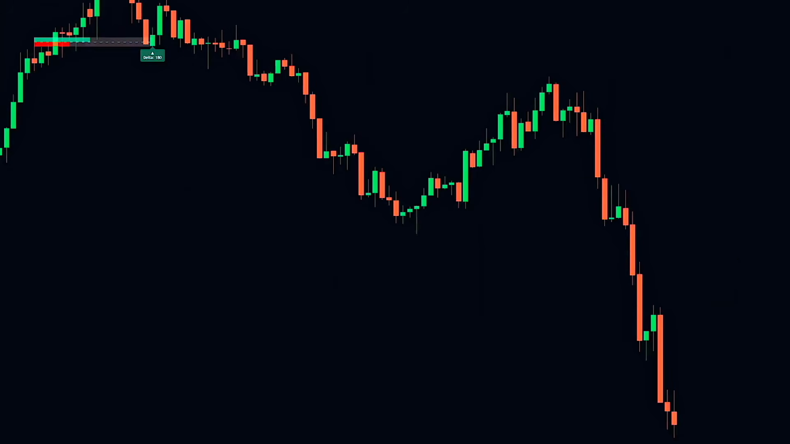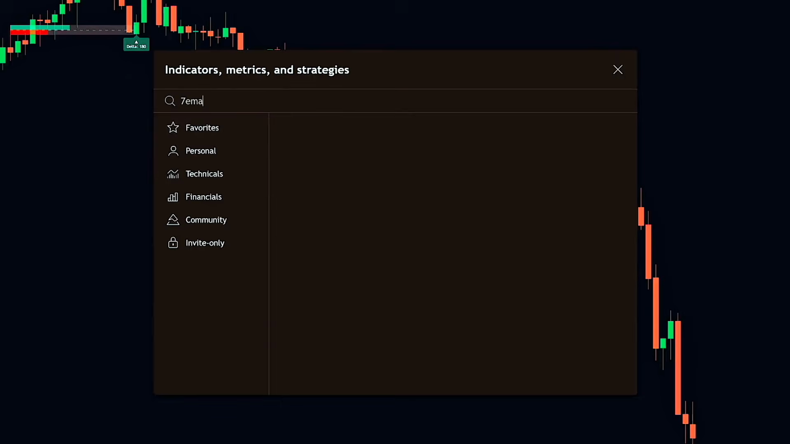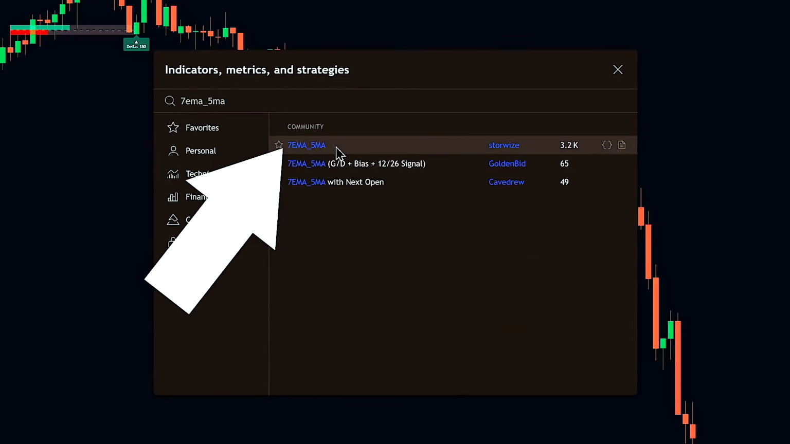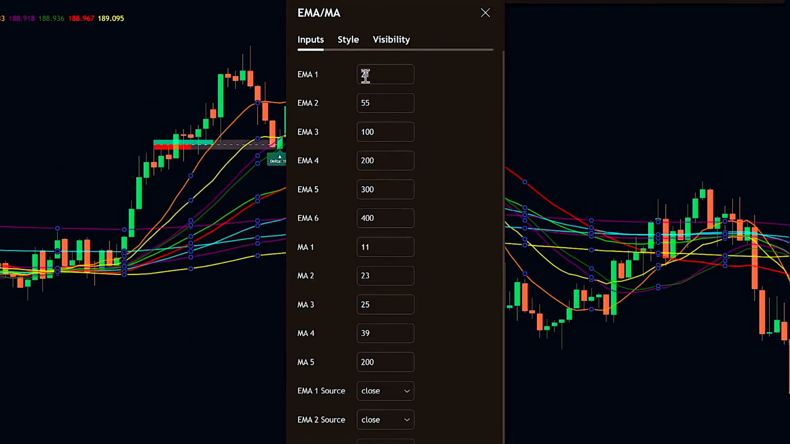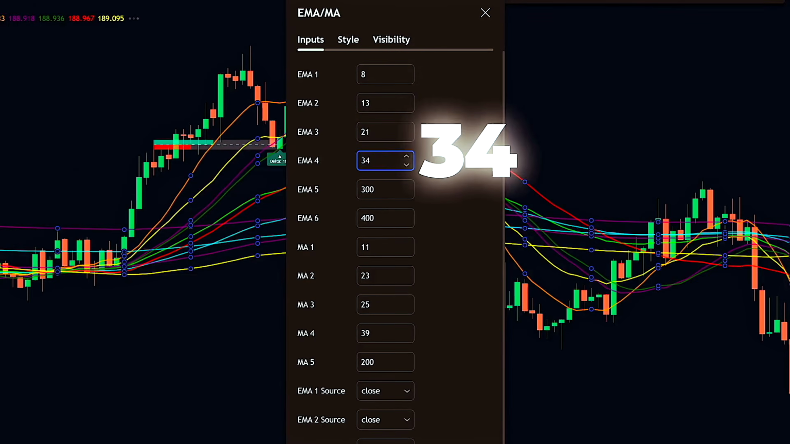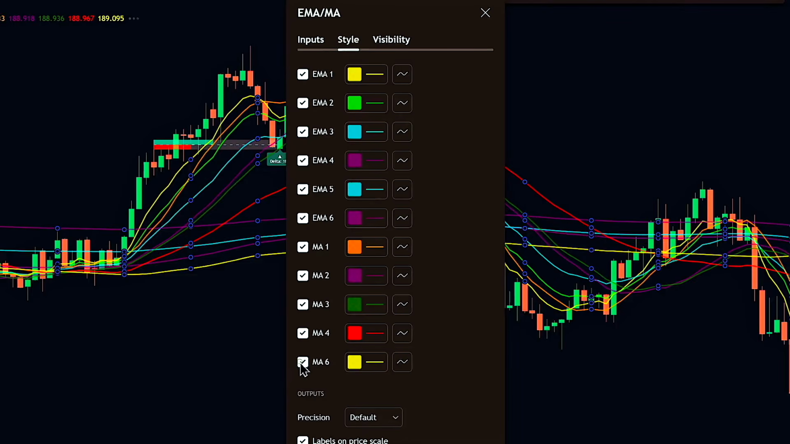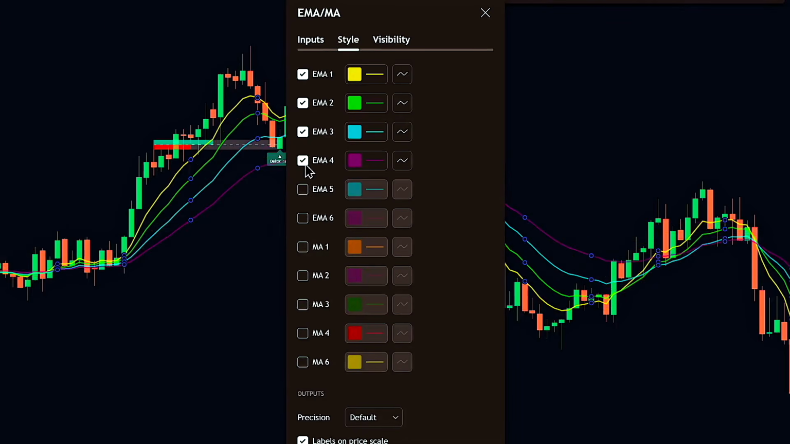So we're going to bring in a trend tool called 7 Moving Averages, or 5 Moving Averages. As you can see, the name is like that. This one by Storewise. Double click it, and in the inputs tab, set EMA 1 to 8, EMA 2 to 13, and then 21 and 34. Go to the style tab and turn off every moving average except the first 4. Hit OK when you're done.